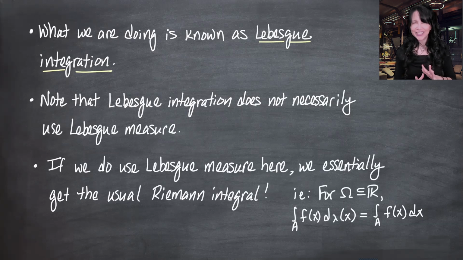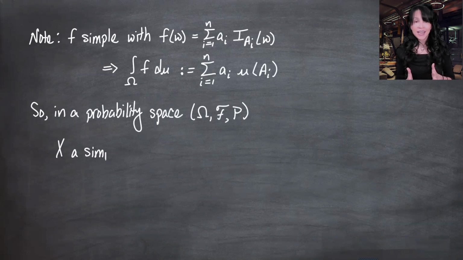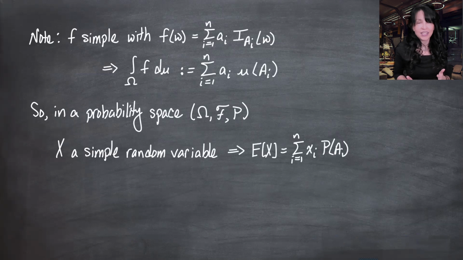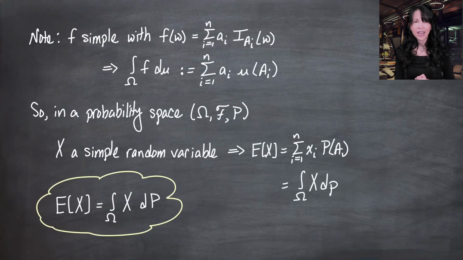I know I said I wasn't going to come back to it, but we just talked about how if you have a simple f, say of this form, then the integral over omega with respect to the measure mu looks like this. So if you had a probability space and mu is actually P, then if you have a simple random variable, that's just f, right? That's just a simple function, but we usually call it capital X in a probability space. We know that the expected value of X is going to be the sum of whatever coefficients were used to define the simple random variable times the probability measure of the events being indicated. And now we have new notation. Look at this and this and this. This is actually the integral over omega of X dP. The expected value of X is the integral over omega of X dP.